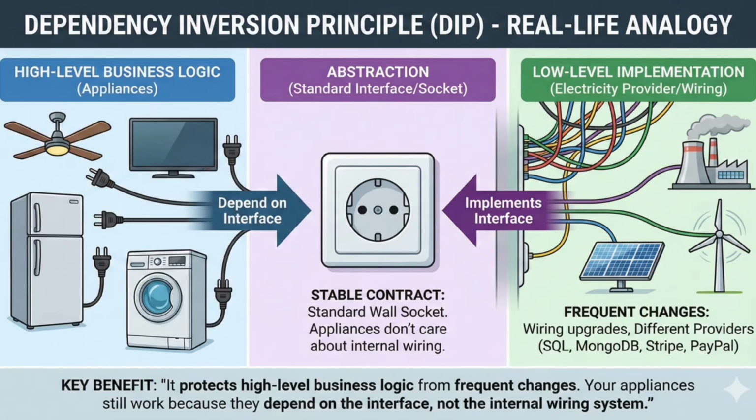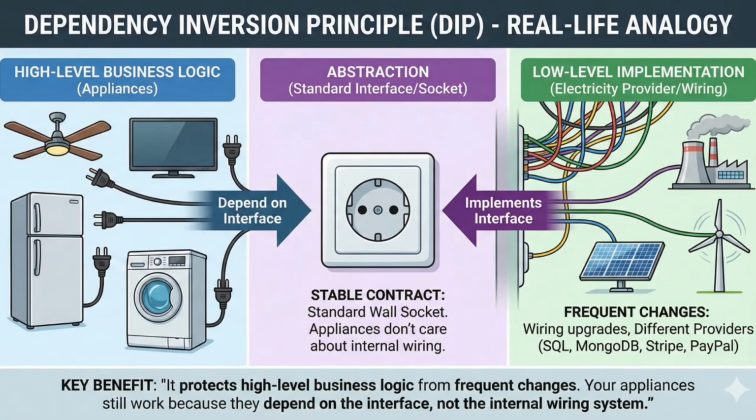When you start designing your system, don't think about implementations first. Think about behavior, think about contracts, think about what your system needs to do, not how it will do it initially. Once you define clear abstractions, implementations can change any time without affecting the main system. This is the foundation of clean architecture, onion architecture, hexagonal architecture, and many enterprise patterns.